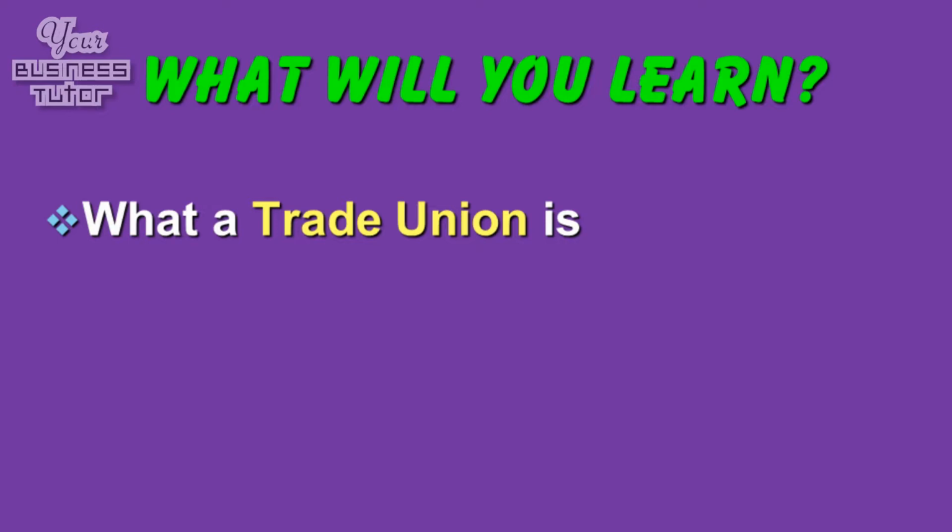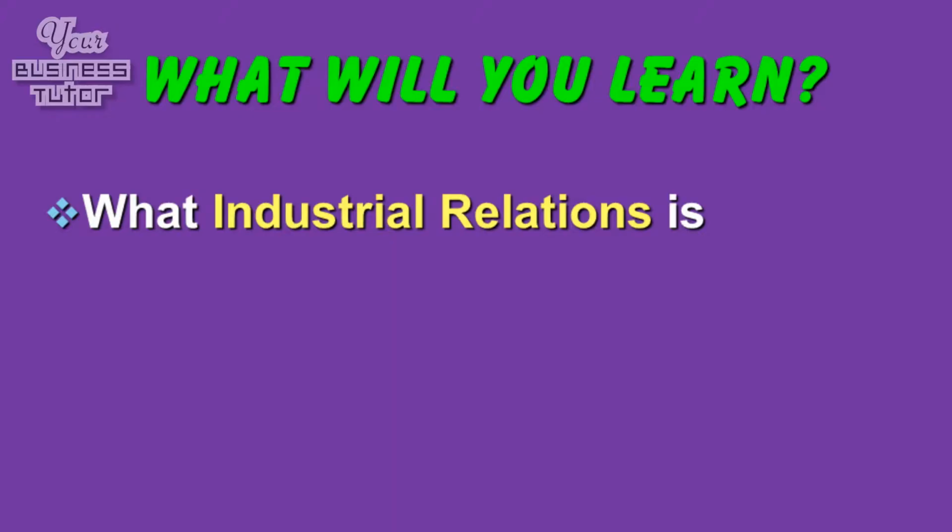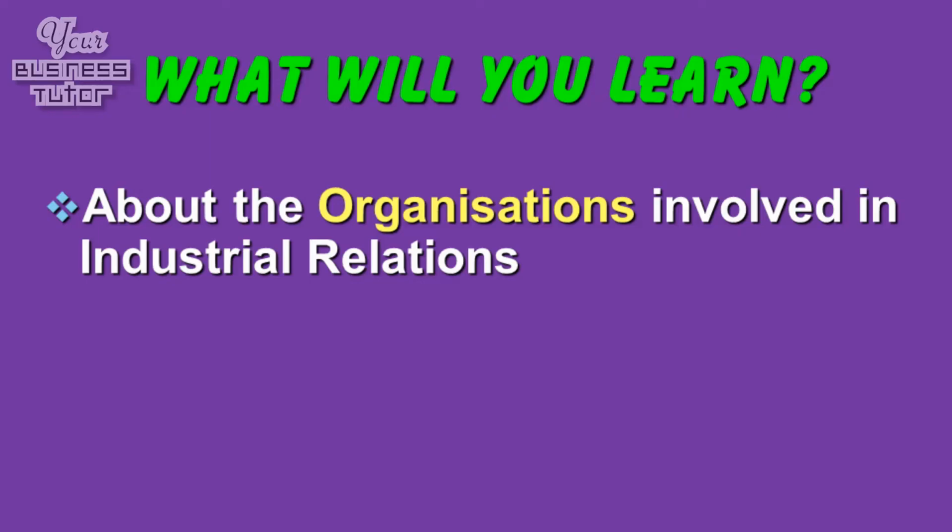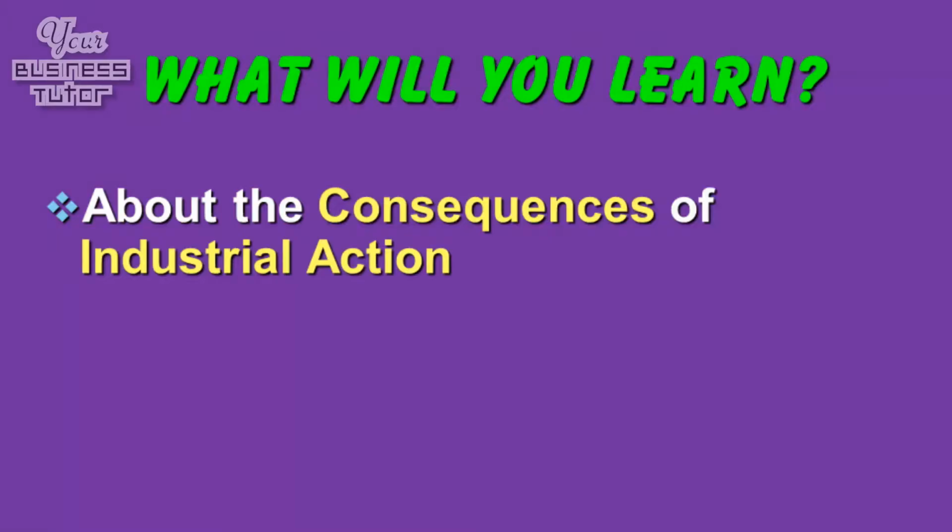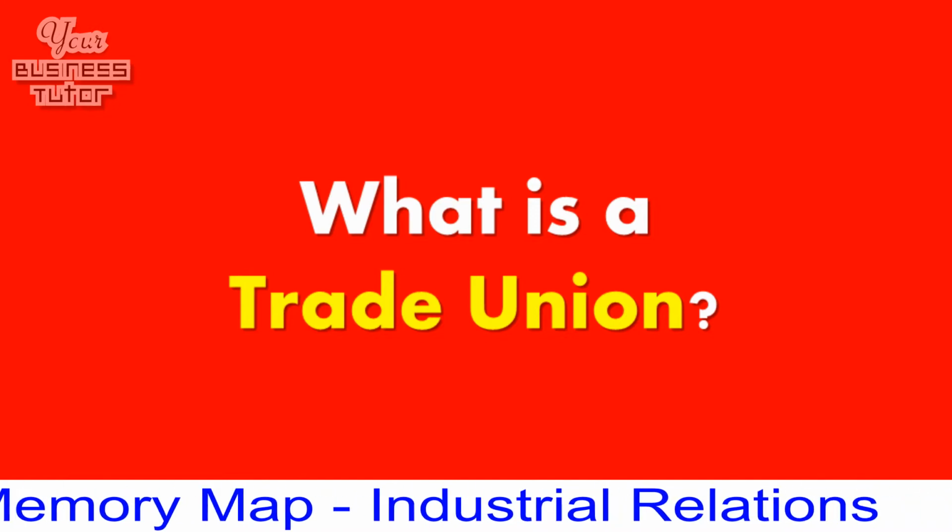Well, first of all, we're going to find out what a trade union is. Then we're going to identify what industrial relations is. After that, we're going to find out about the organisations involved in industrial relations. And then finally, we're going to explore the consequences of industrial action. Okay, let's get started with our first question, which is, what is a trade union?